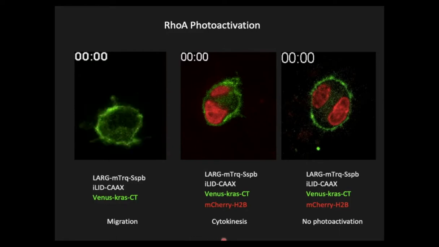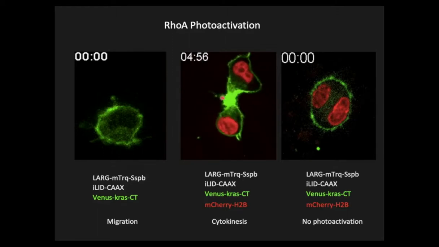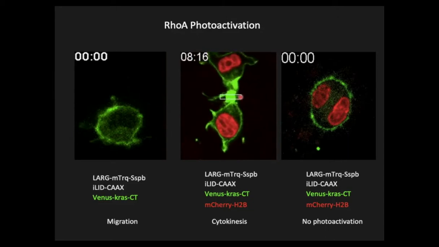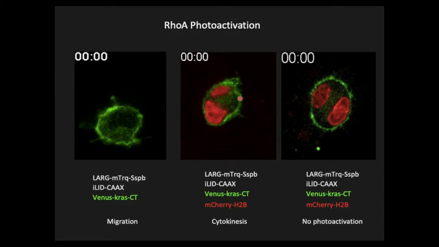In the second movie, we have the membrane marker in green. We are using a nuclear marker in red, and we can see that when I photoactivate RhoA in the middle, the cell contracts and forms a cleavage furrow. In the third movie, if I don't shine light, the cell does nothing.